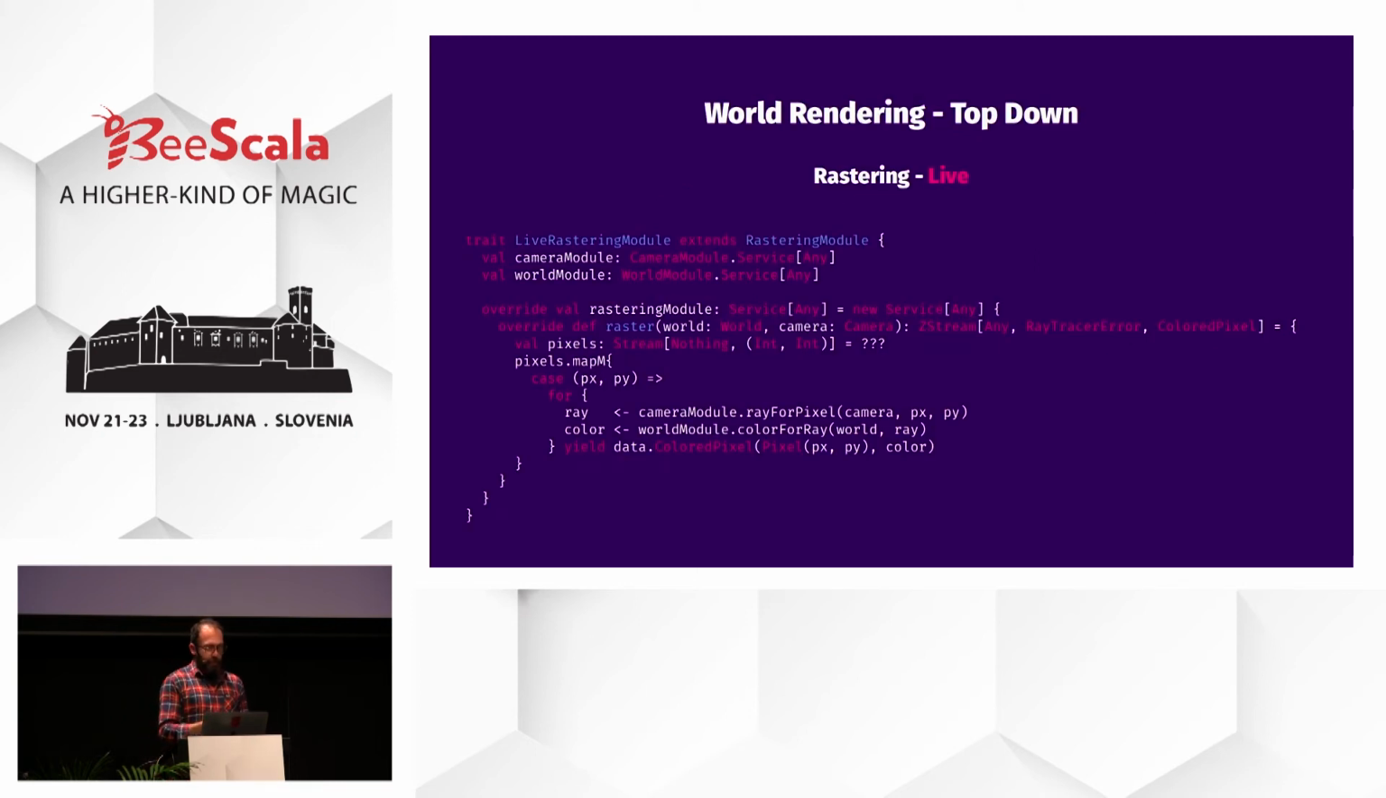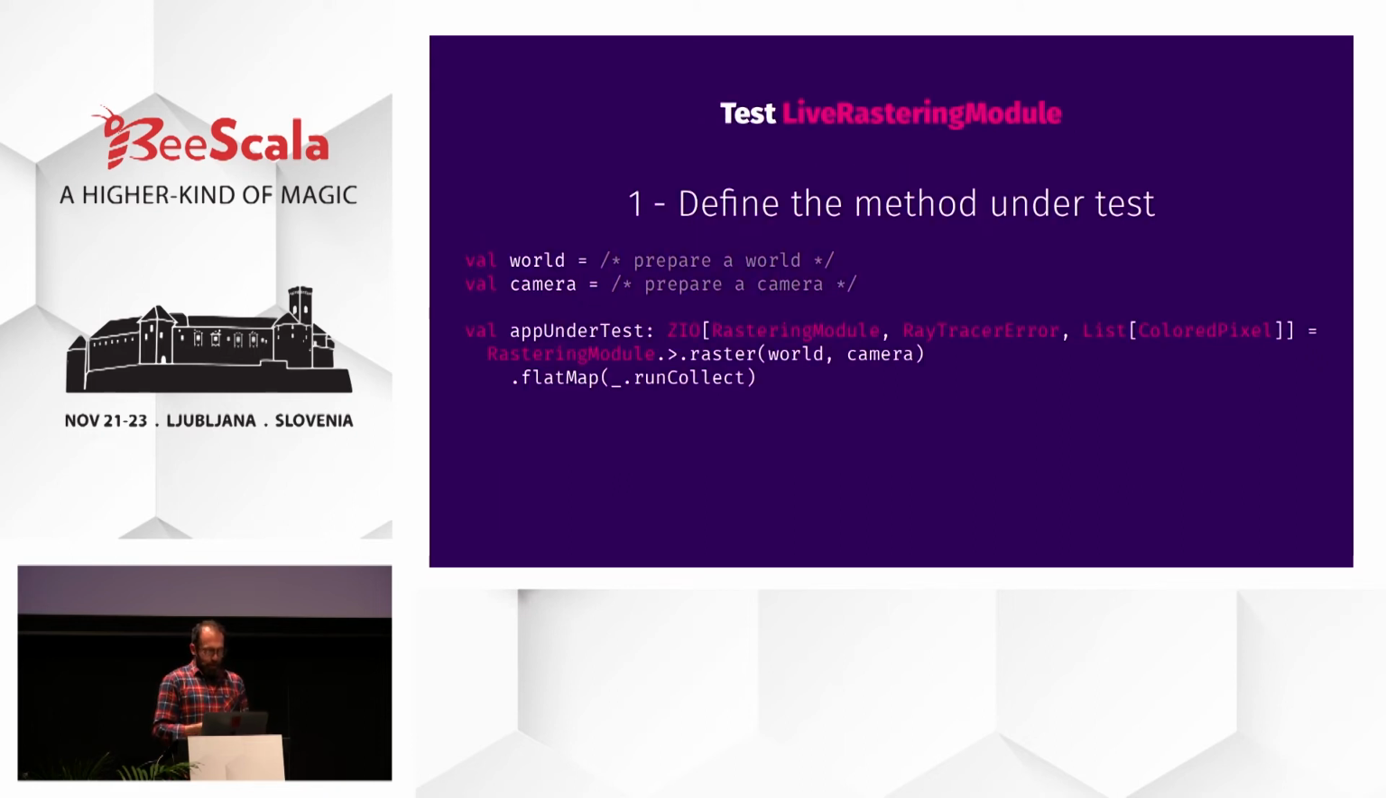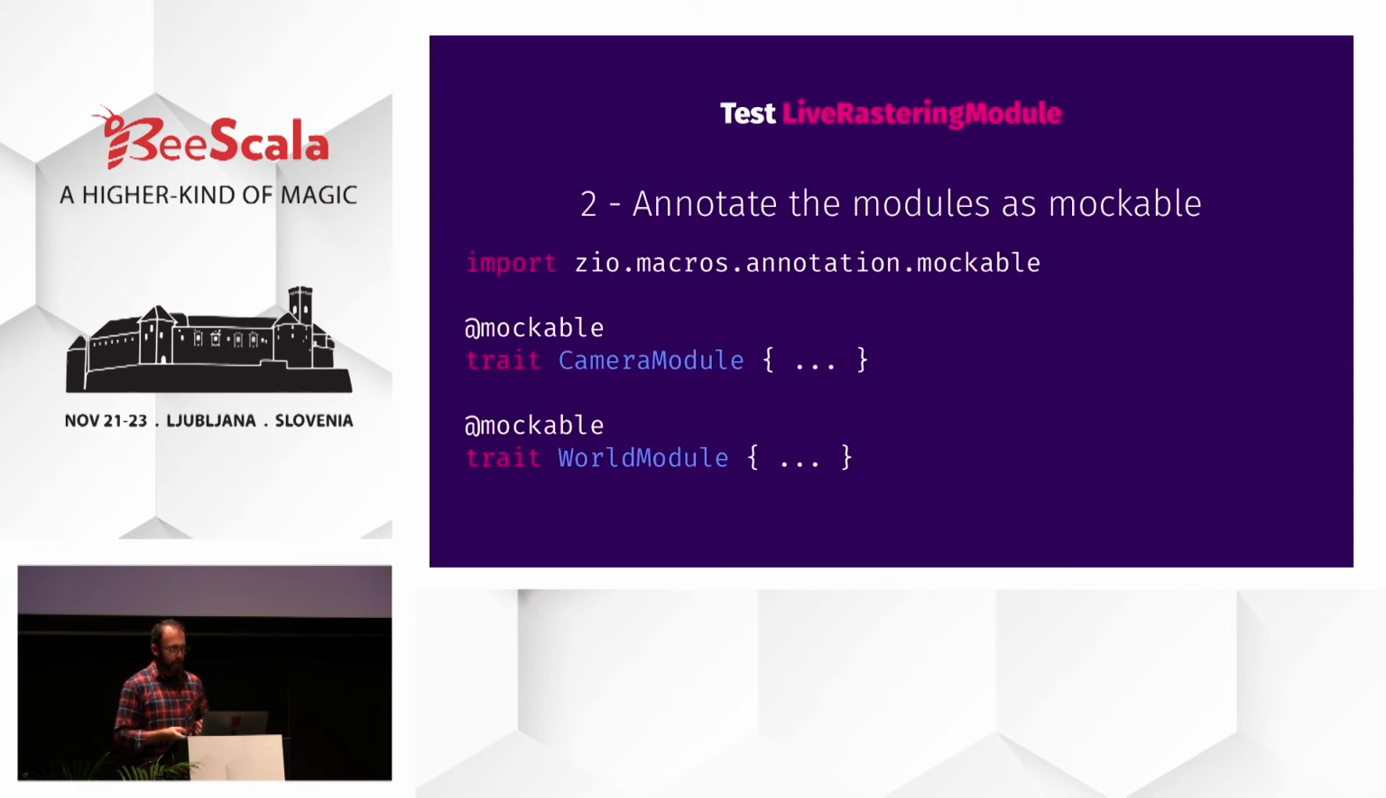Now, we also want to test this implementation, and we can test it in the same way we did with the metrics module. So first, let's define a method that we want to test. In this case, let's suppose we built the world and we have a camera. We want to check that the pixels are the ones that we expect. So we run our stream, and we call a run collect that will give us the list of all the pixels that the stream emitted. Then we will be able to assert on this list and check if it gave us the right colors. The next thing we do is use a slightly different approach than we used before, but it ends up always being backed by this ref thing. We just don't have to do it by hand.